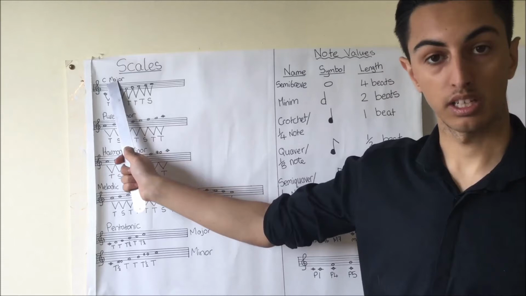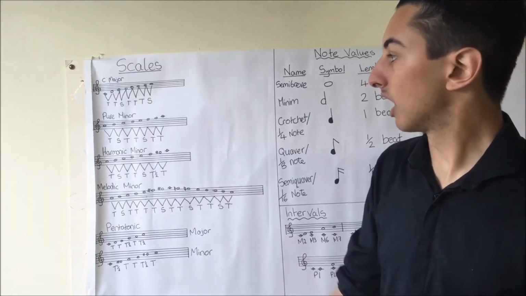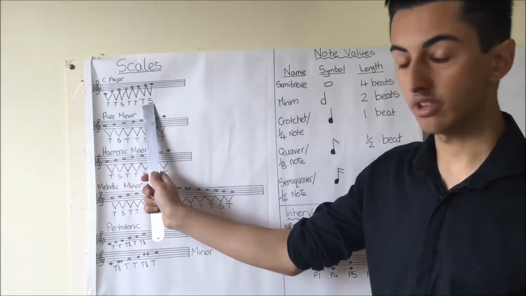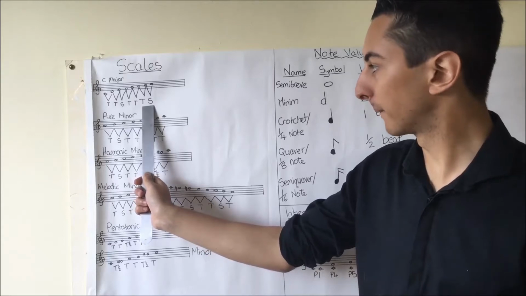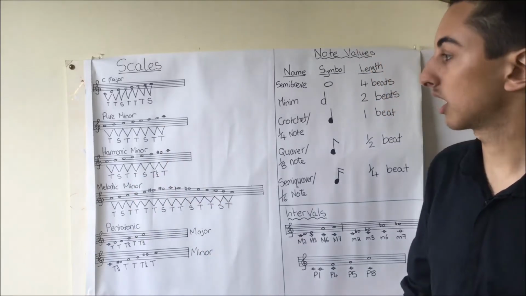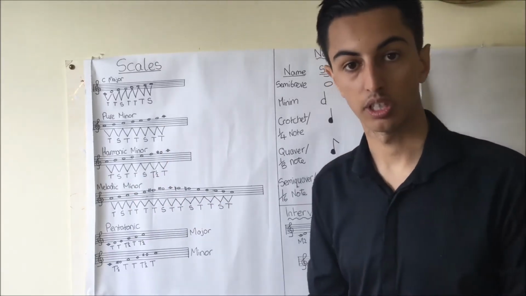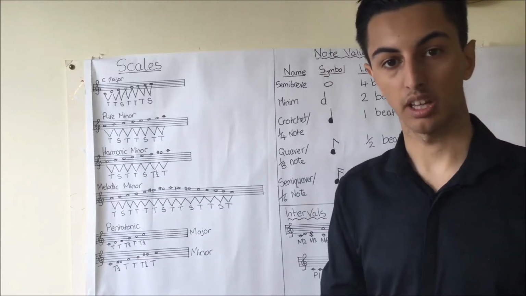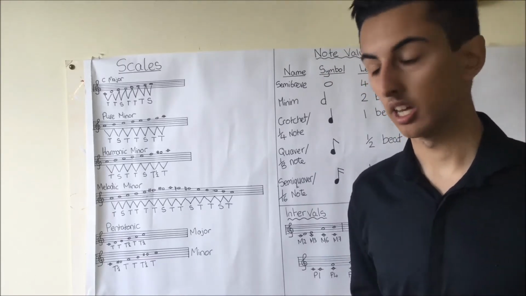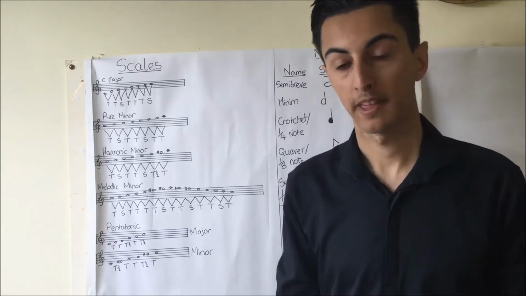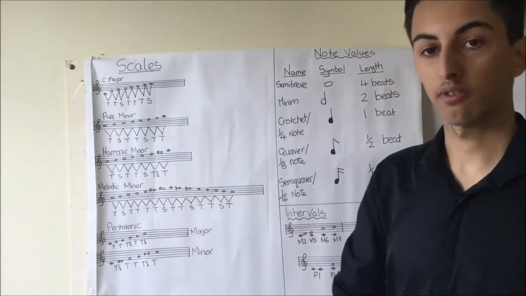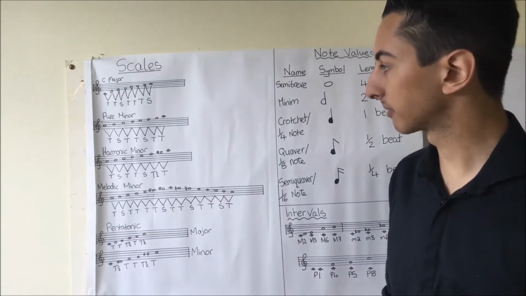Firstly, there are major scales. The sequence of tones and semitones in a major scale is shown here, and this sequence is the same for any major scale, so it can be used to work out the major scale of pretty much every key in the circle of fifths. Minor scales: there are 3 different types of minor scales.